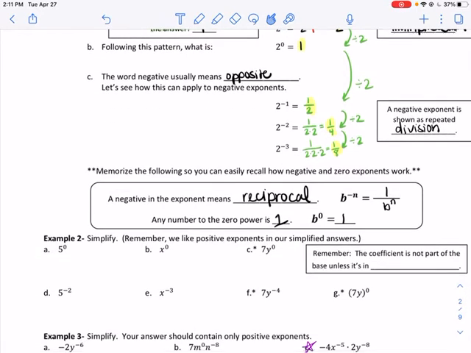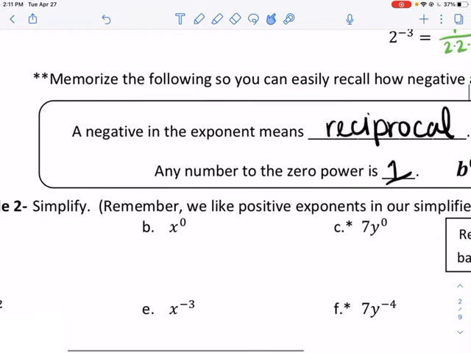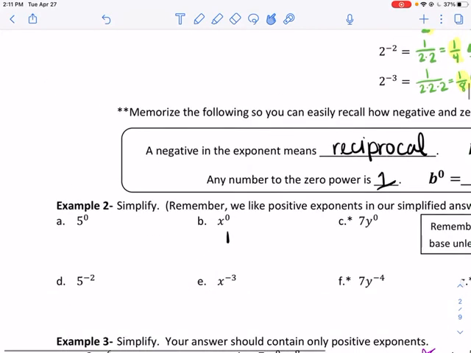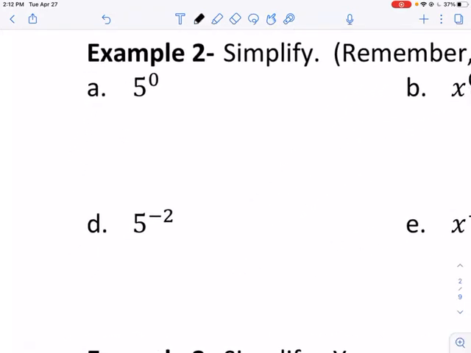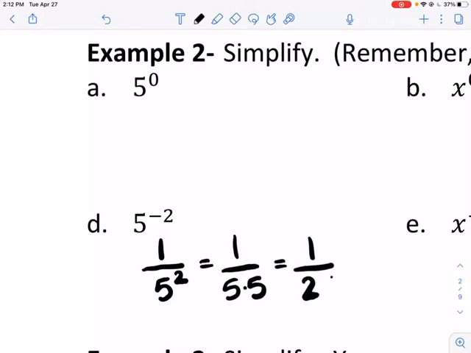Let's do some examples. So any number to the power of 0 is 1. So on B, x to the power of 0 equals 1. Done. Okay, I'm going to show you a numerical negative example. If you have a negative power, then you're going to do 1 over the positive power. If this were a variable, then you would just leave it. But this one is not, so we can actually simplify this further. We know what 5 squared equals. It's 5 times 5, which equals 25. So this is equal to 1/25.